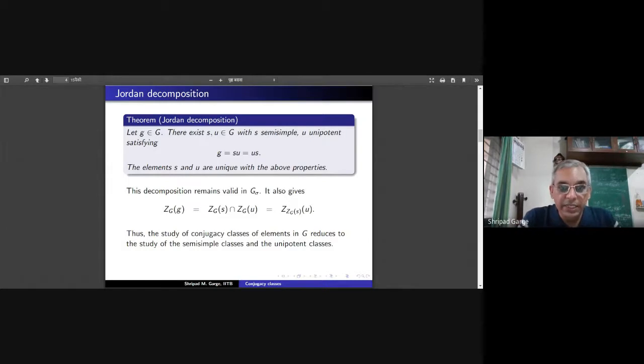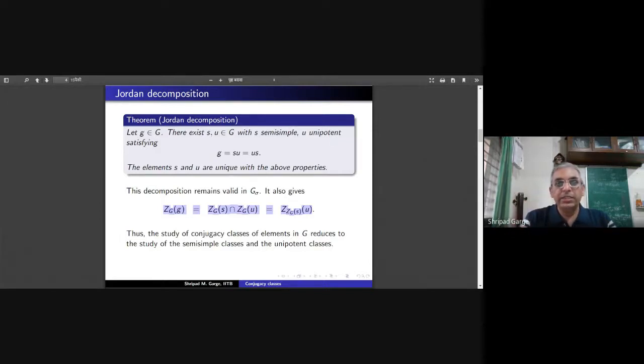So we have the first equality, that the centralizer of small g is the centralizer of small s intersected with the centralizer of small u, and that then gives that you have to look at the centralizer of u inside another smaller subgroup, that being the centralizer of s. So these centralizers of semi-simple elements are reductive groups. Therefore, if you understand all semi-simple centralizers, and within those, if you understand all unipotent centralizers, then using Jordan decomposition, you will have understood all centralizers.